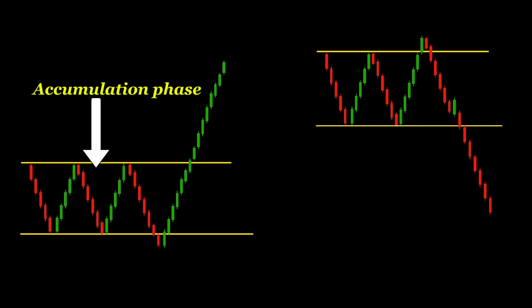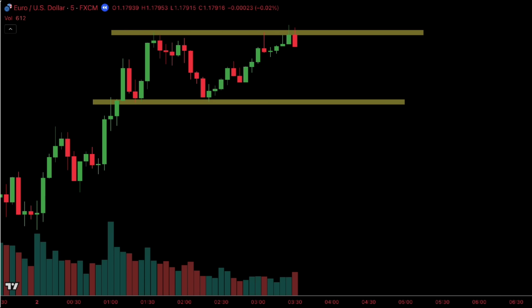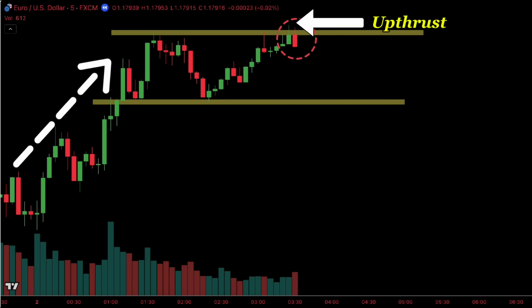Now you know how to identify an accumulation phase and when it is likely to end after a spring, and how to identify a distribution phase and when it is likely to end after an upthrust. Now let's add another layer to the method so that you can be more confident in the move before it even happens. Look at this chart example. As you can see here, the market was trending up, which means buyers are in control, and then it enters a distribution phase. After that, an upthrust occurs.